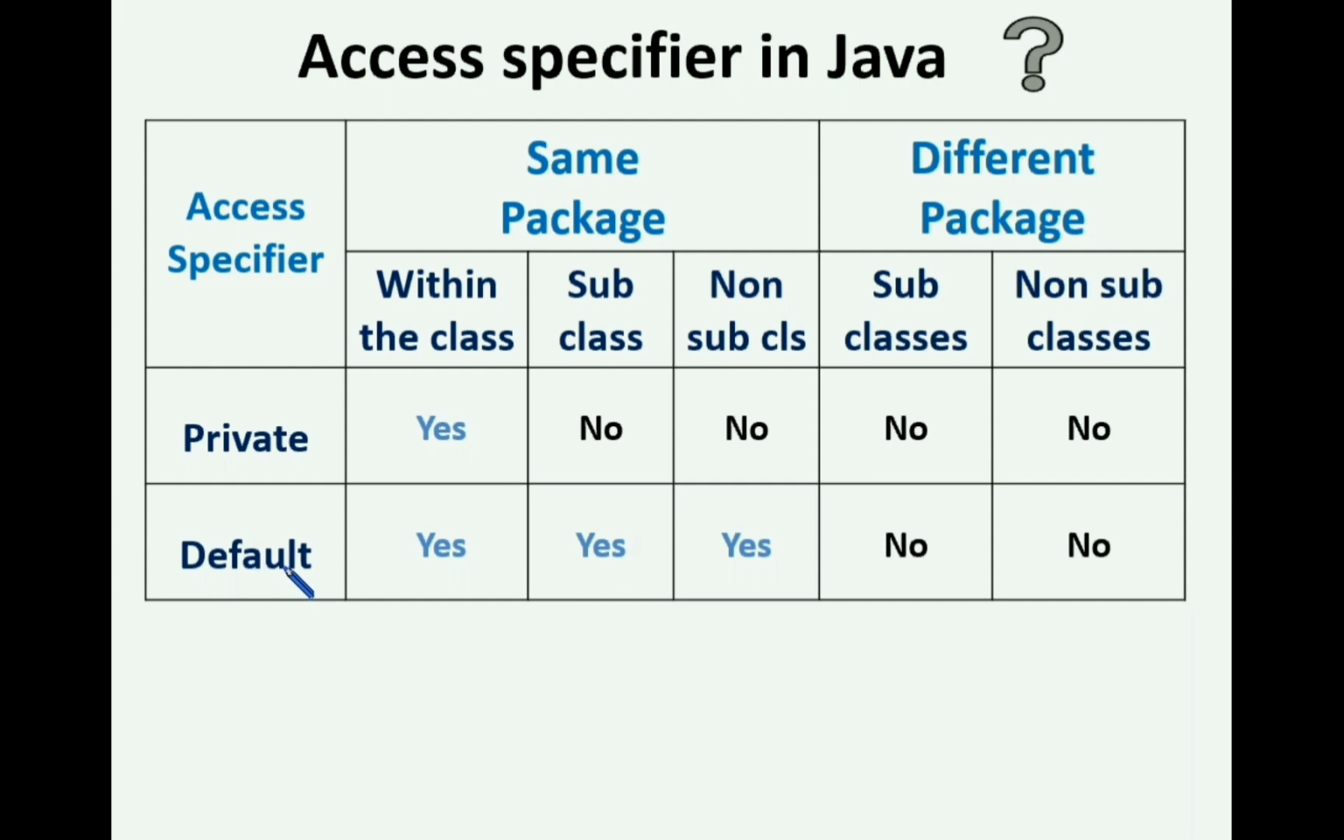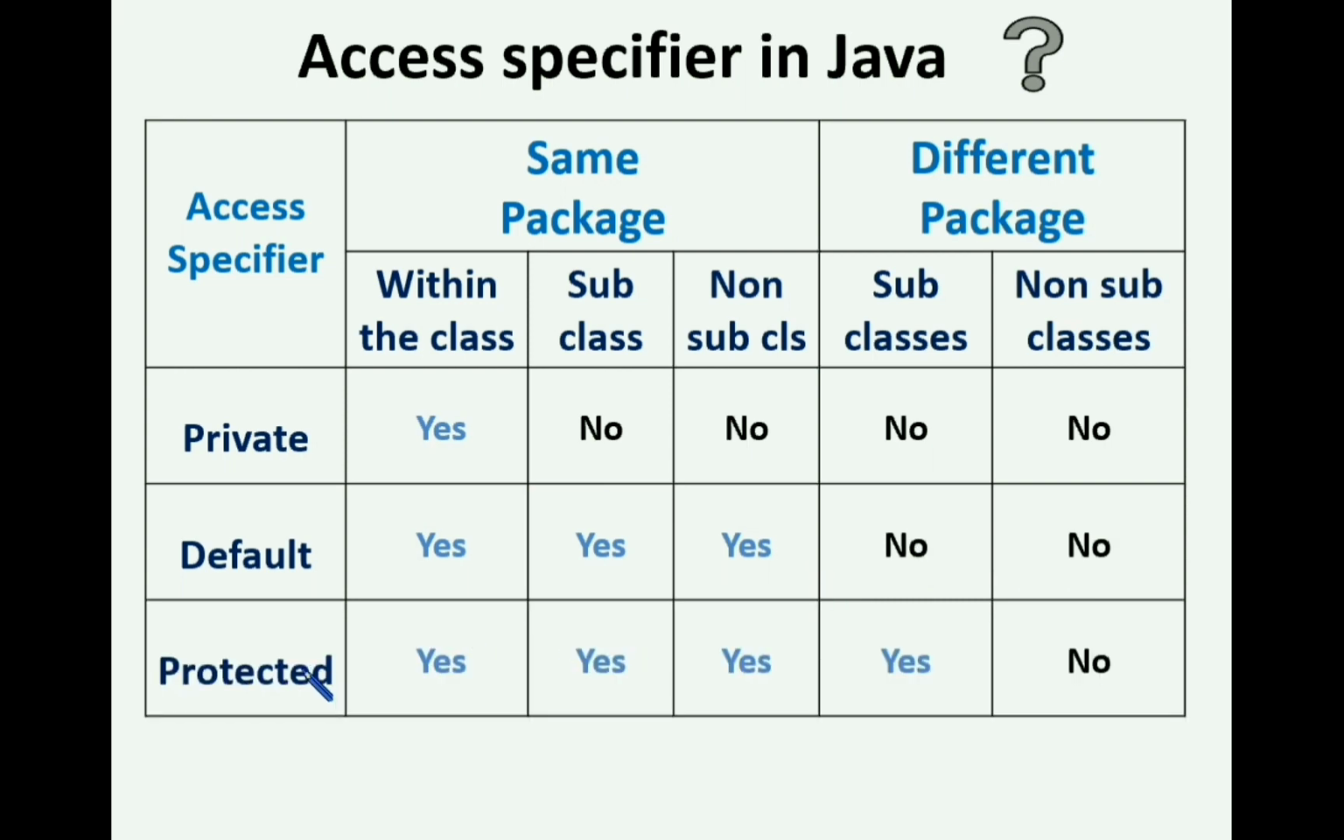So next is default. If it is default, these members can be accessed within the package. So we can access the members within the class, subclass of the class, and non-subclass of the same package. That is the reason by default the access specifier is package or package private. Yes, so this is private within the package, whereas outside the package we can't access the default members.